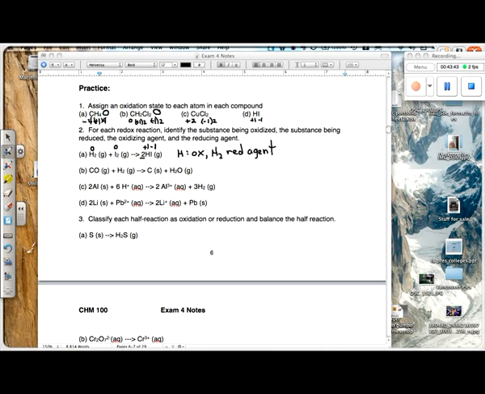Iodine is going from zero to minus one. That's a reduction in oxidation number, getting more negative, so it got reduced. So iodine is reduced, and I2 is the oxidizing agent.